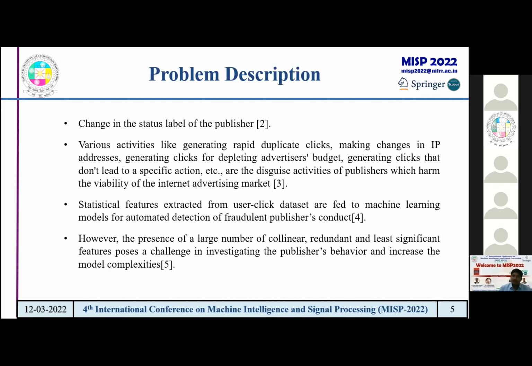Apart from this, statistical models are used to detect fraudulent publishers. However, the presence of a large number of collinear, redundant, and insignificant features poses a challenge in investigating the publisher's behavior and increases the model complexity.